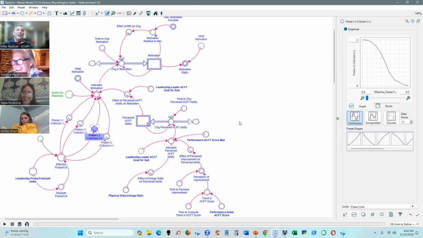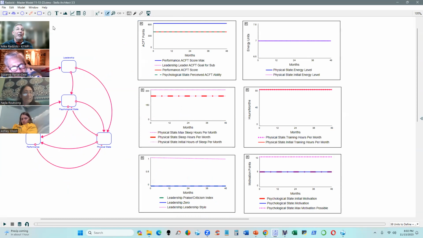Oh, whatever. And then the last one is that you're indifferent to praise, but react positively to criticism. You try harder with criticism. Okay. And you can set how much more you do. There's a sensitivity parameter here.